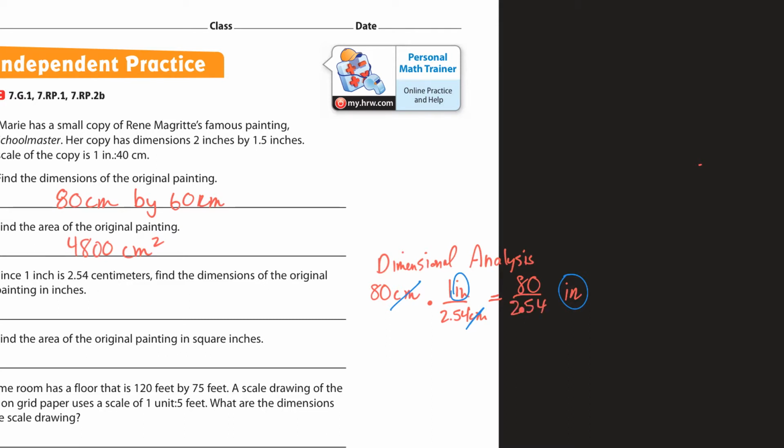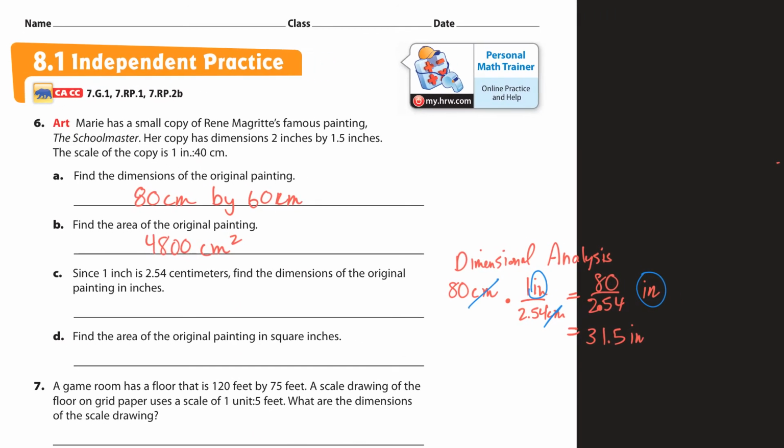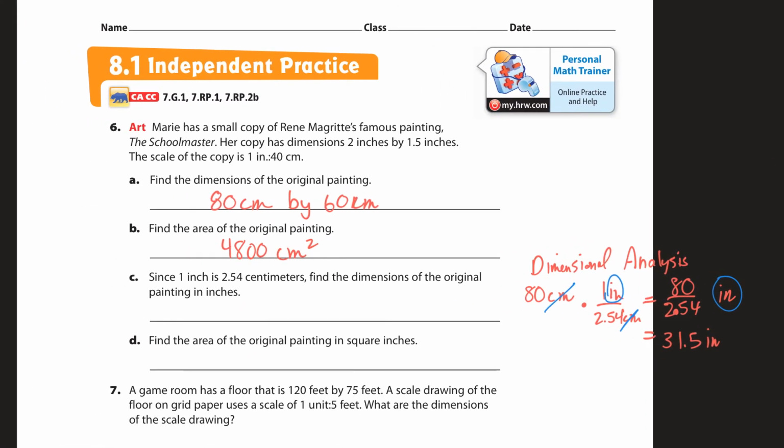So now I can see, I need to take 80 and divide it by 2.54, and that is about 31.5 inches. I said a lot there, but that's honestly how I find out if I have to multiply or divide. So anyway, the 31.5 inches is the first one. And then I'm going to do the same kind of thing with the 60 centimeters.